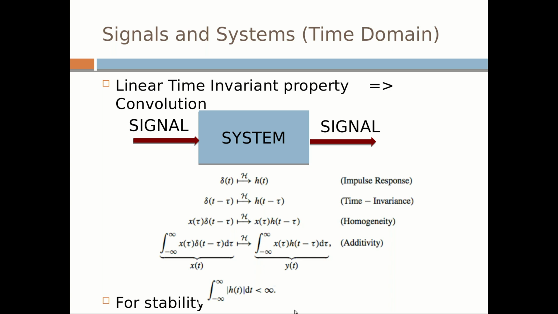For a system to be stable, it has to satisfy this condition, that is, on integrating mod of h of t dt from minus infinite to infinite, the output should be a finite number. Now, let's try to appreciate convolution using an example.